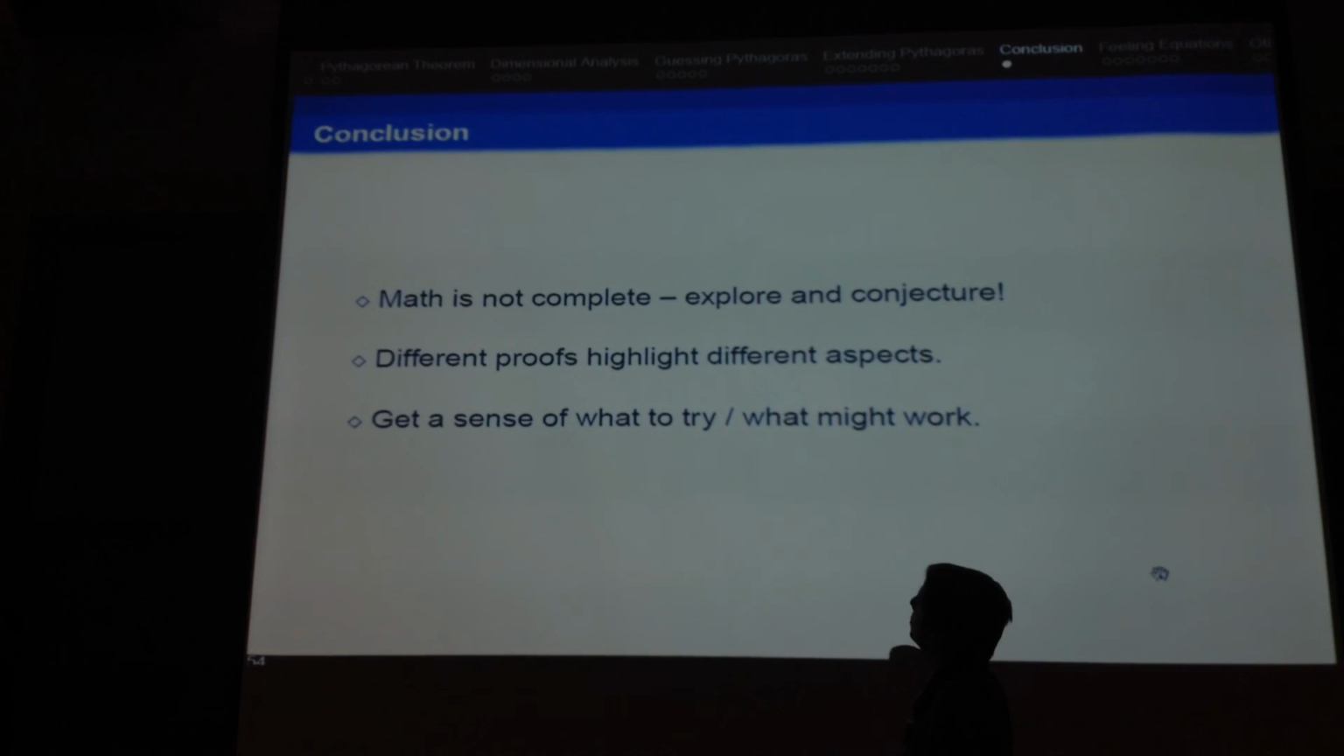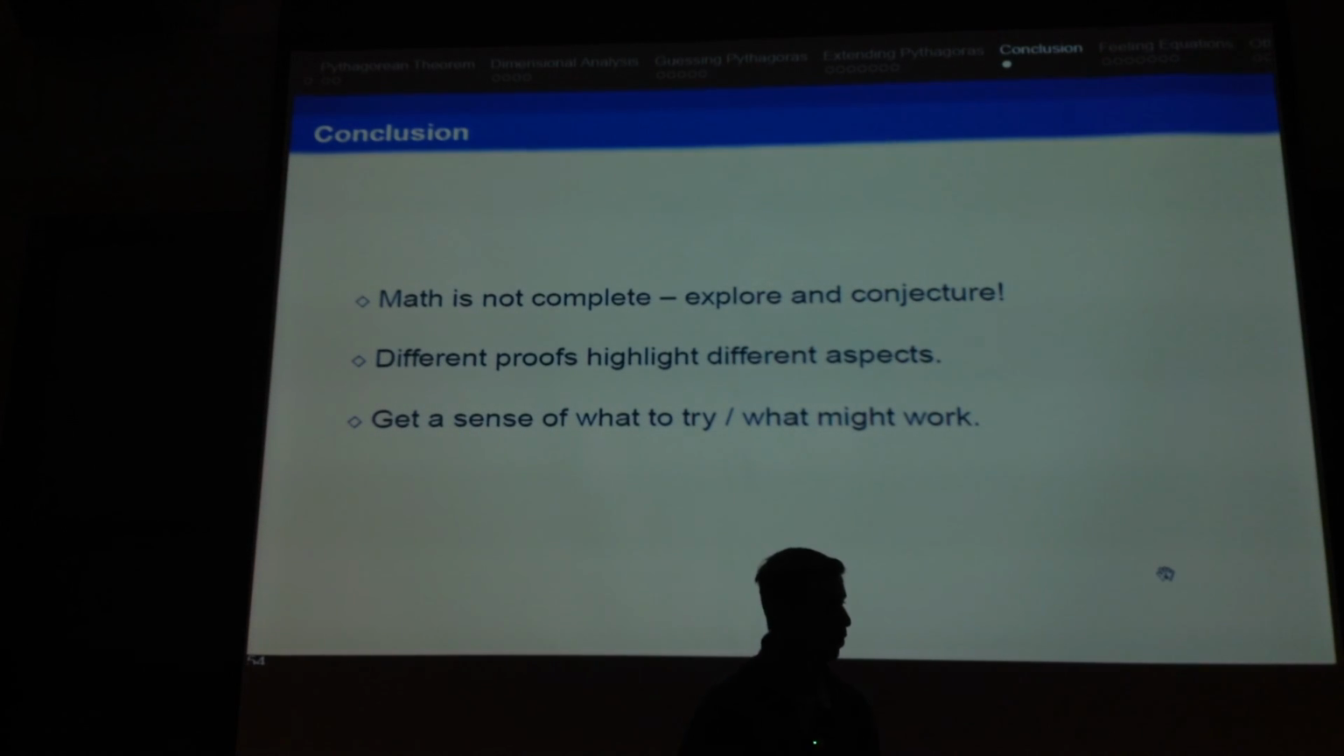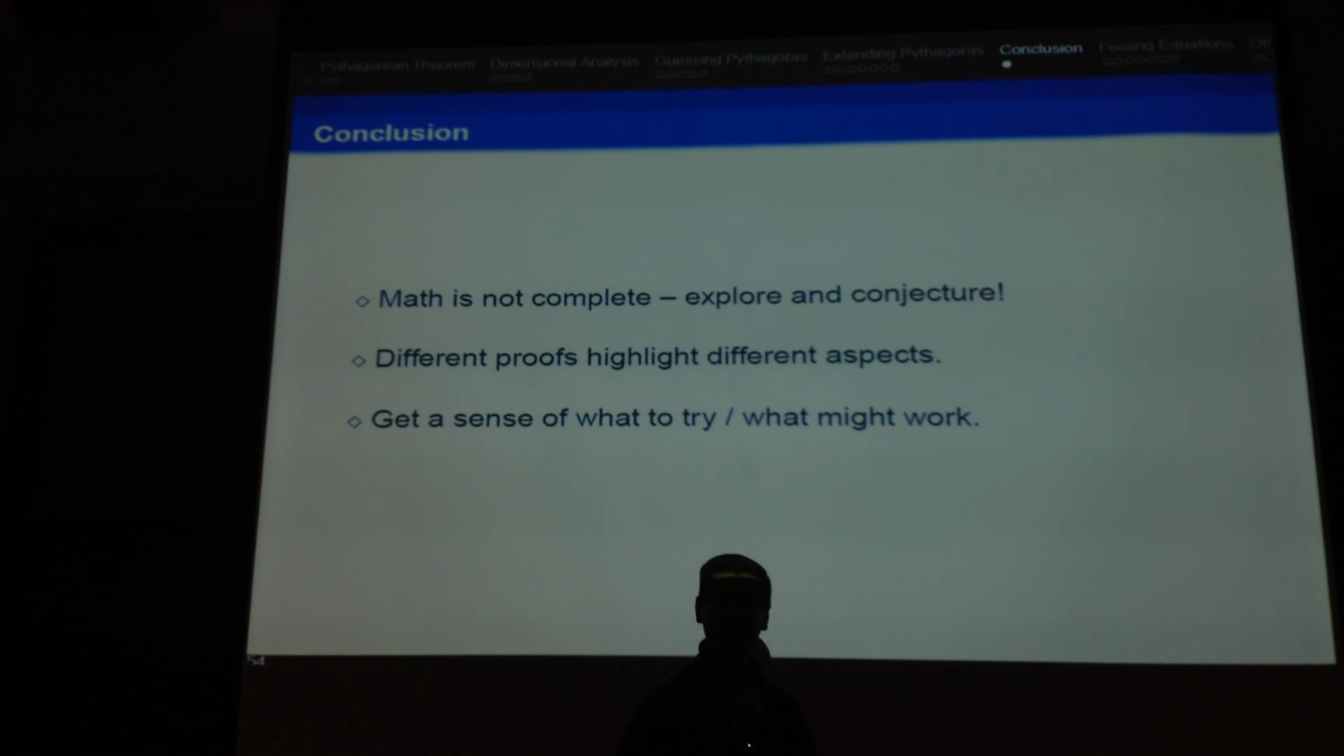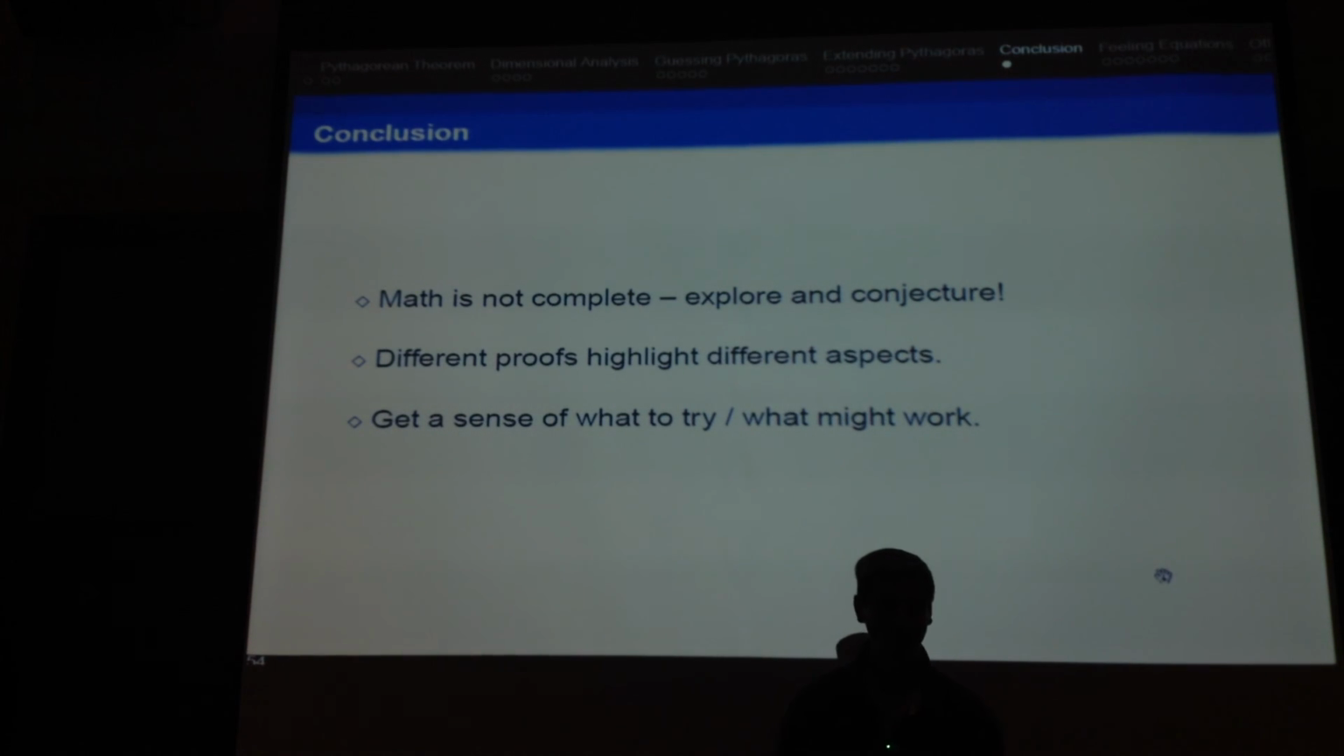So just quick conclusions. Math is not complete. There's always more to explore in conjecture. One of the things I hope you got out of this is that different proofs highlight different techniques, highlight different aspects of the problem. And I hope this gives you some sense of how we look at things.